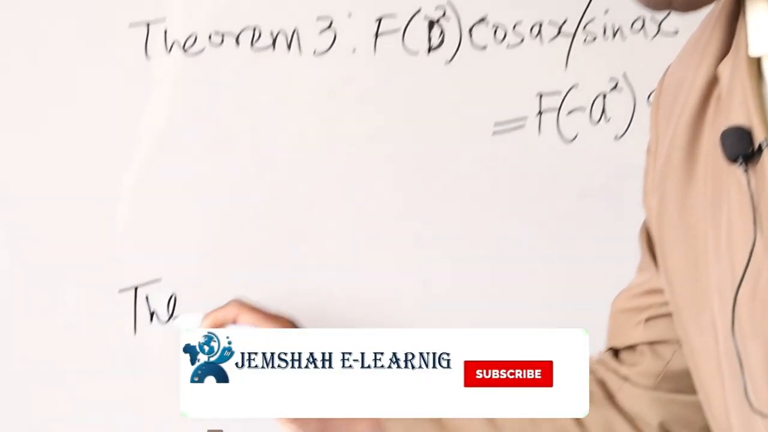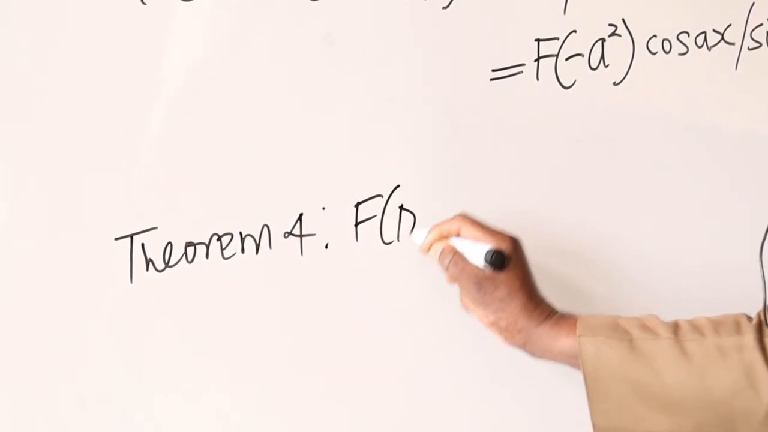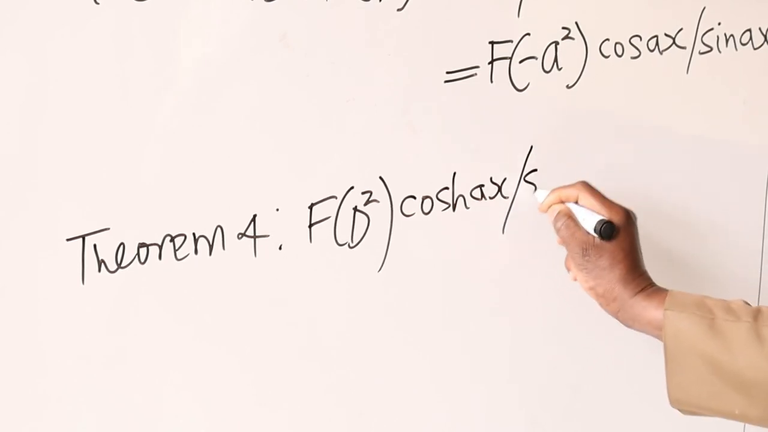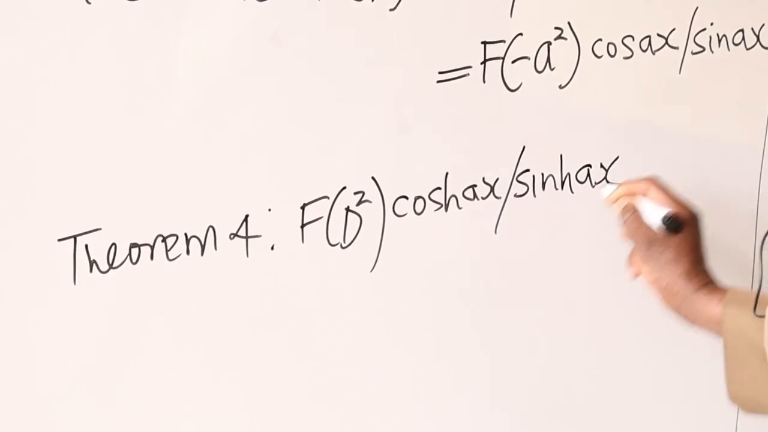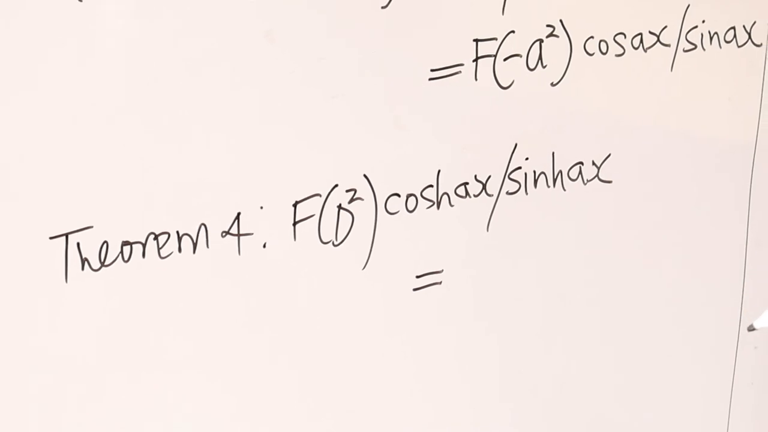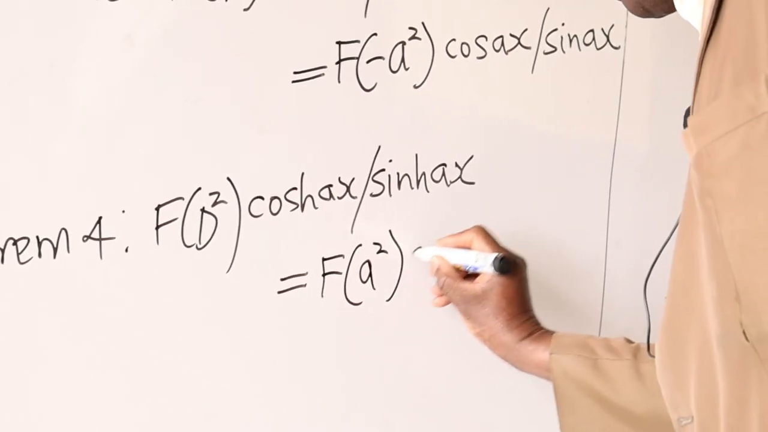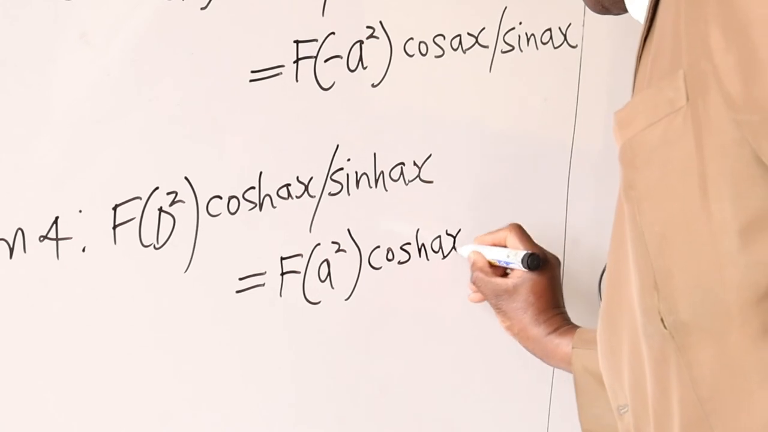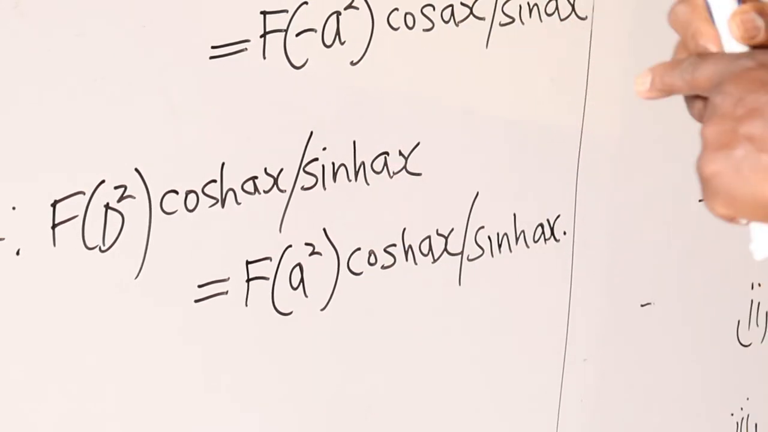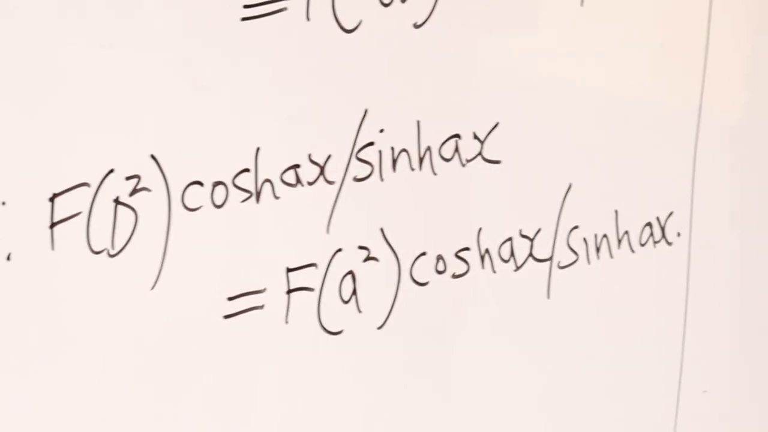We go to theorem 4. F of D squared acting on cosh AX or sinh AX will be equal to F of A squared, multiplying cosh AX or sinh AX. So those are the D operator theorems that we are going to use.